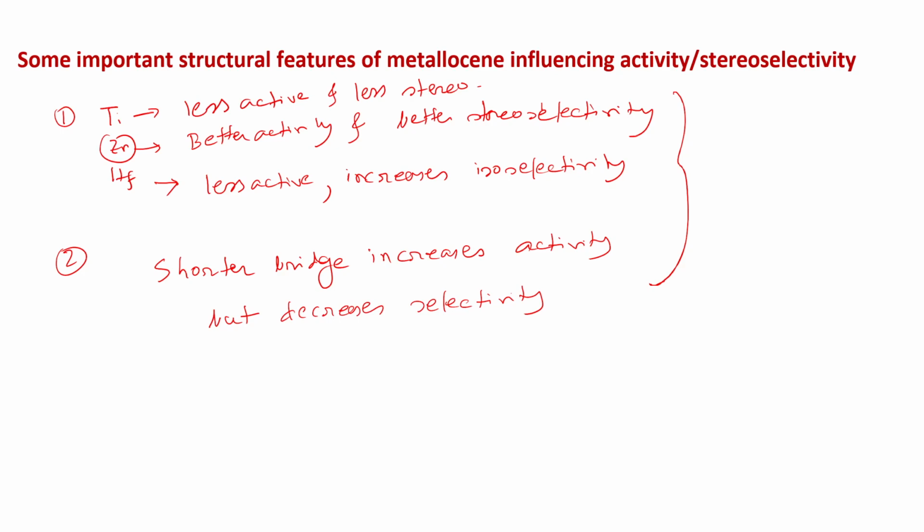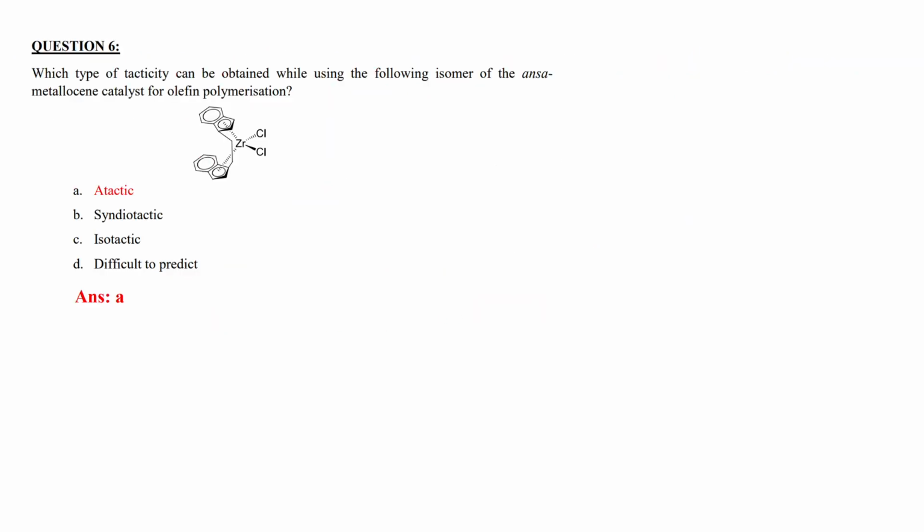So, some features of metallocenes actually. When you are using titanium, they are less active and less stereospecific. And when you are using zirconium-based, they have better activity and better stereospecificity. With these again, they are less active, less reactive, but stereoselectivity increases isometric. And a shorter bridge increases activity and a nucleophile decreases selectivity.